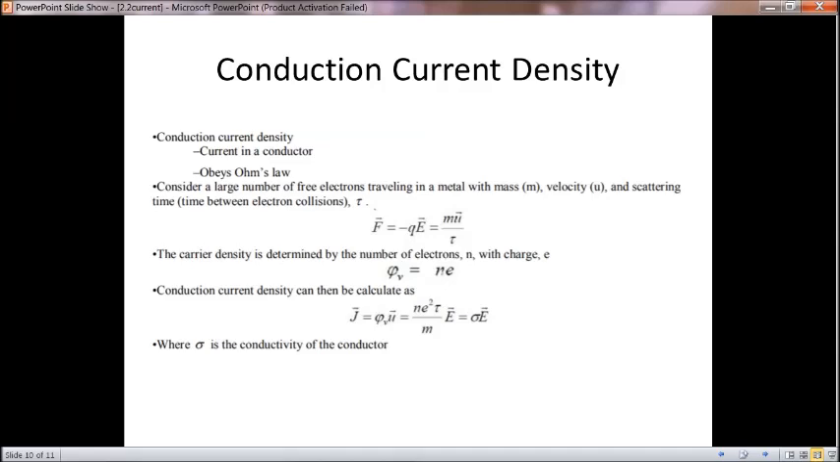So n e square tau by m into E vector. Because for the force acting on an electron, we have to apply e E over here. On applying that, we have n e square tau by m into E vector, which is equal to sigma E. Sigma is the conductivity of the conductor, which is equal to n e square tau by m. You all have studied this already in your higher secondary physics subject.